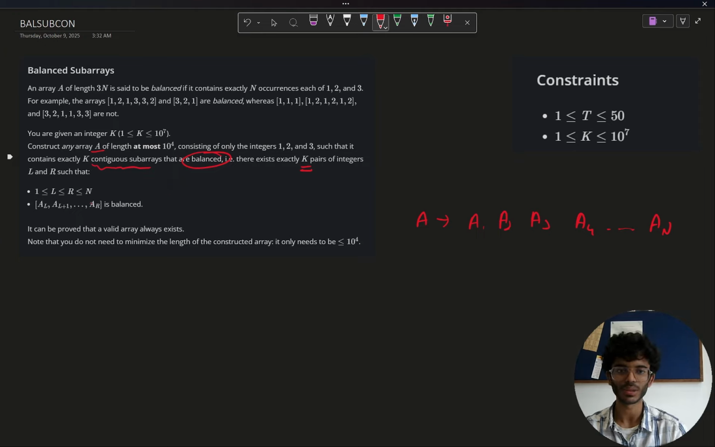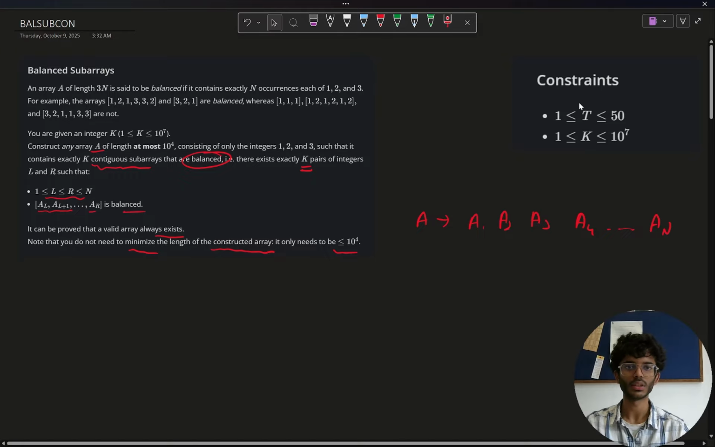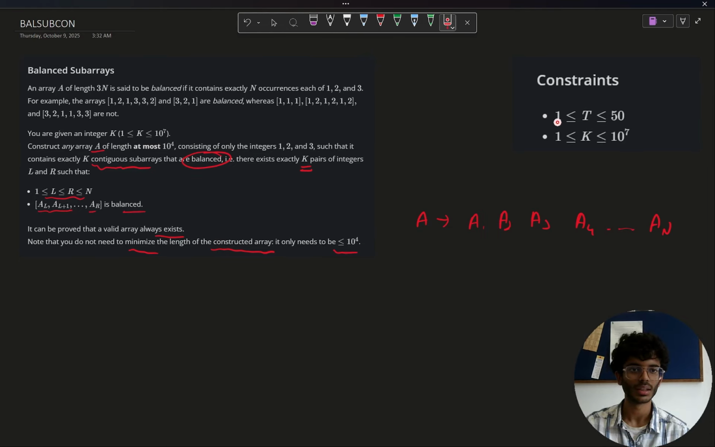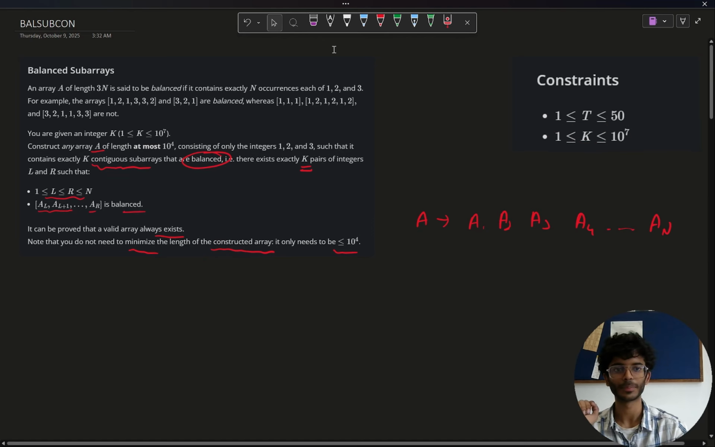And a subarray is a pair of integers L, R such that A[L+1] ... A[R] is balanced. Now it can be proved that a valid array always exists and we just need to construct an array without thinking about minimizing its length. So any array of length less than or equal to 10 raised to the power 4 is valid. In the constraints, the number of test cases is between 1 and 50 and the value of k is between 1 and 10 raised to the power 7.